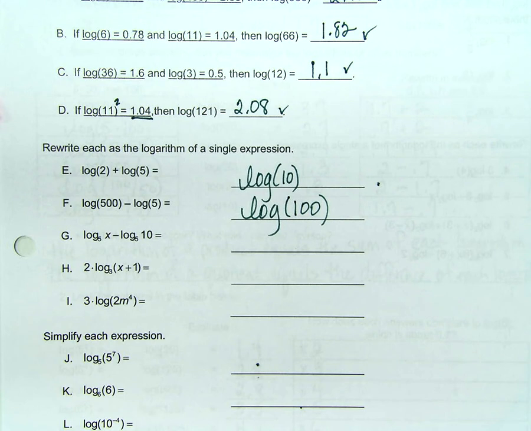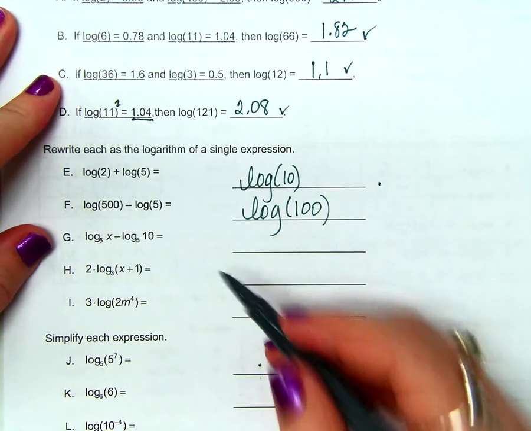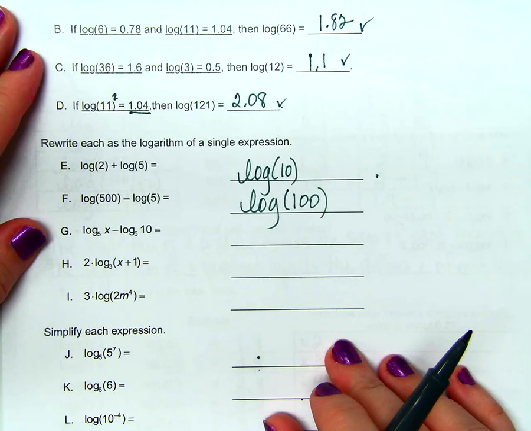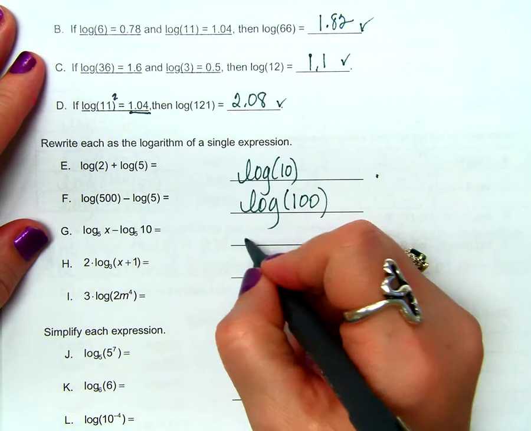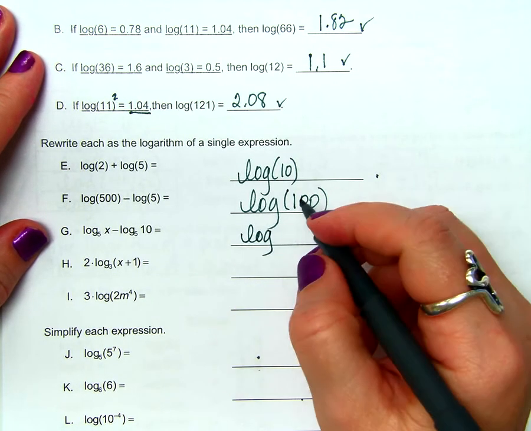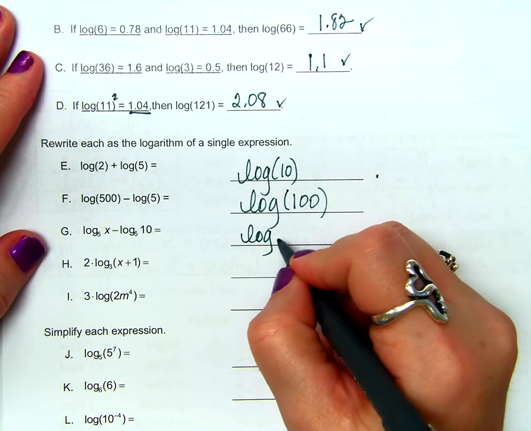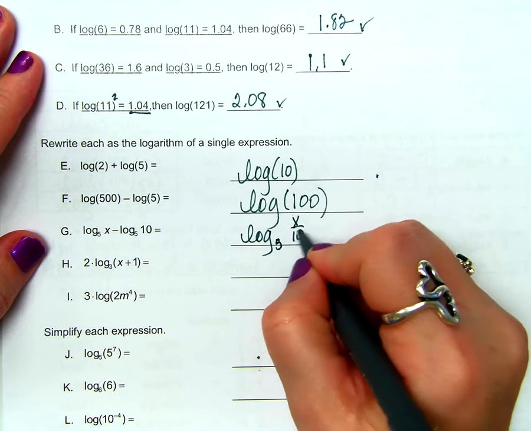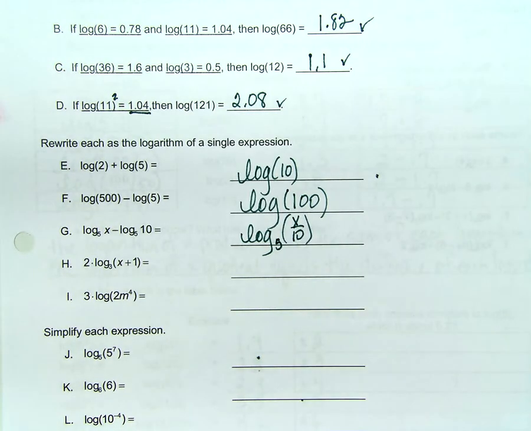Good. What about G? I'm subtracting the two logarithms. What do I do with their arguments? I would divide. Do you happen to know what x divided by 10 is? Neither do I. Log base 5 of x over 10? Done. The base does not change. We do not mess with the base. Because why? It's all about the base.